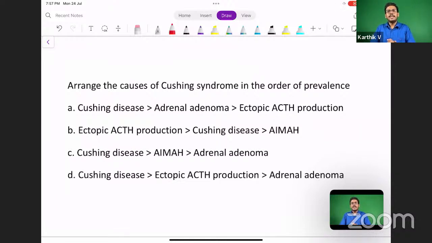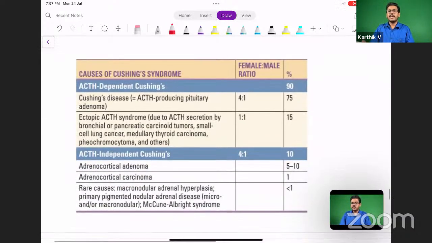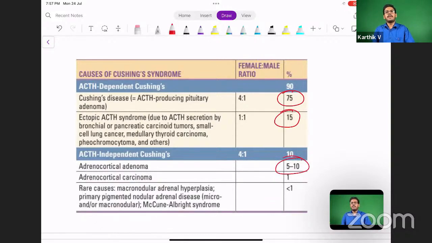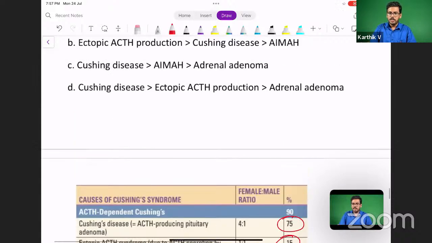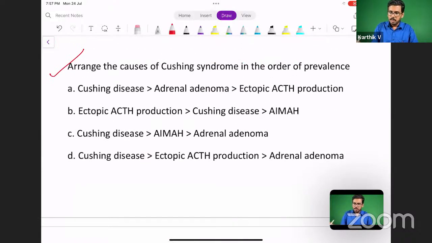So next question, again a straightforward question. They arrange the causes of Cushing syndrome in the order of their prevalence. So just taking the data from Harrison, 75% from Cushing disease, 15% from ectopic ACTH, and 5 to 10% from adrenal adenoma, and less than 1% from adrenal hyperplasia, the macronodular adrenal hyperplasia and all that we have discussed. So the correct answer is first is Cushing disease, followed by ectopic ACTH, followed by adrenal adenoma. So this is the correct answer for our question.